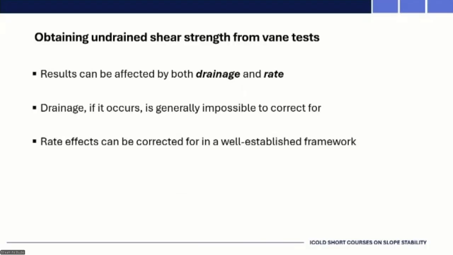So in terms of getting undrained shear strengths from the vane, it can be affected by both drainage and rate. Once you've got a result, it's really hard to disentangle the effects of consolidation and drainage. It's hard to correct for. So it's better to get it close to correct in the first place. Work out what rate of rotation you need, and then do that.